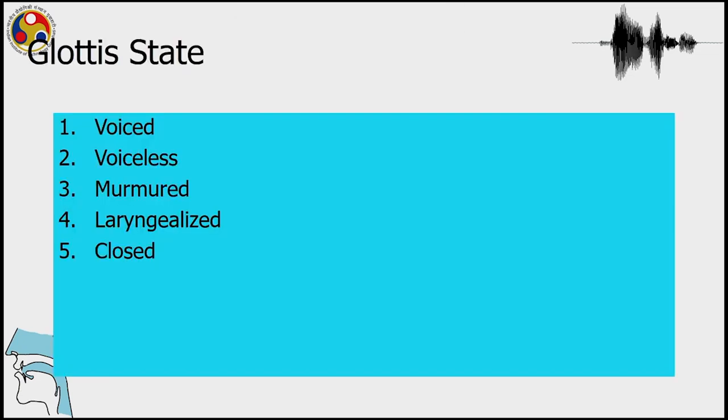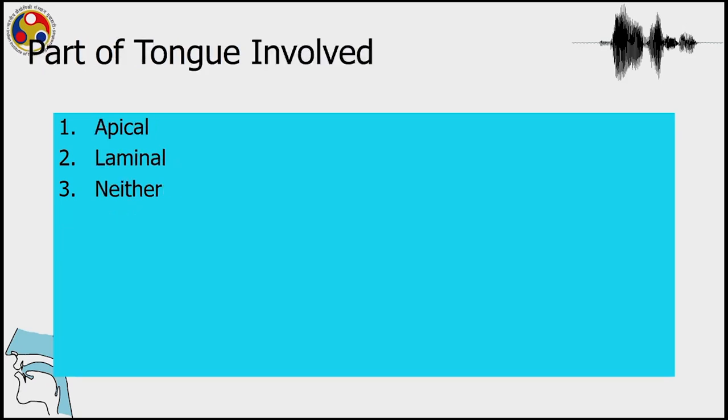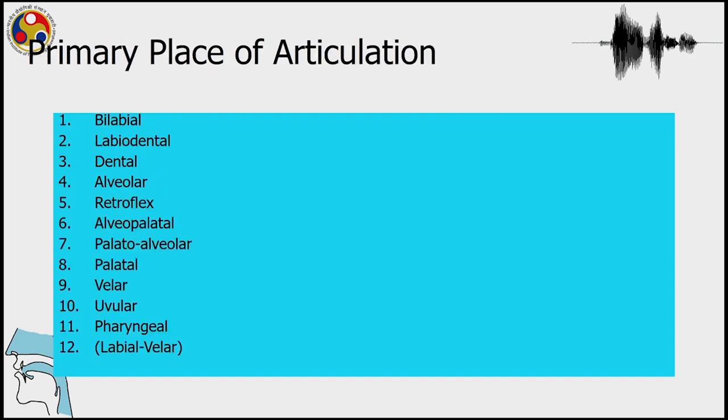Other aspects of sound production, that is glottis state: voiced, voiceless, murmured, laryngealized and closed. Part of tongue involved: apical, laminal and dorsal or subapical. These are the primary places of articulation. Here we are summarizing all that we have seen till now. Bilabial, labiodental, dental, alveolar, retroflex, alveopalatal, palatoalveolar, palatal, velar, uvular, pharyngeal and labiovelar.